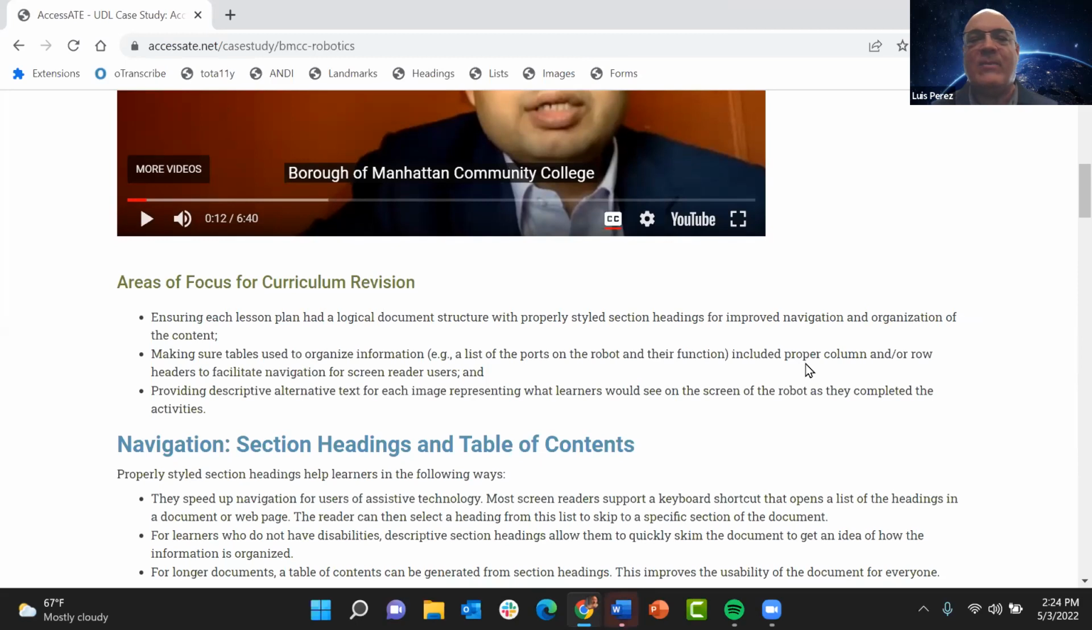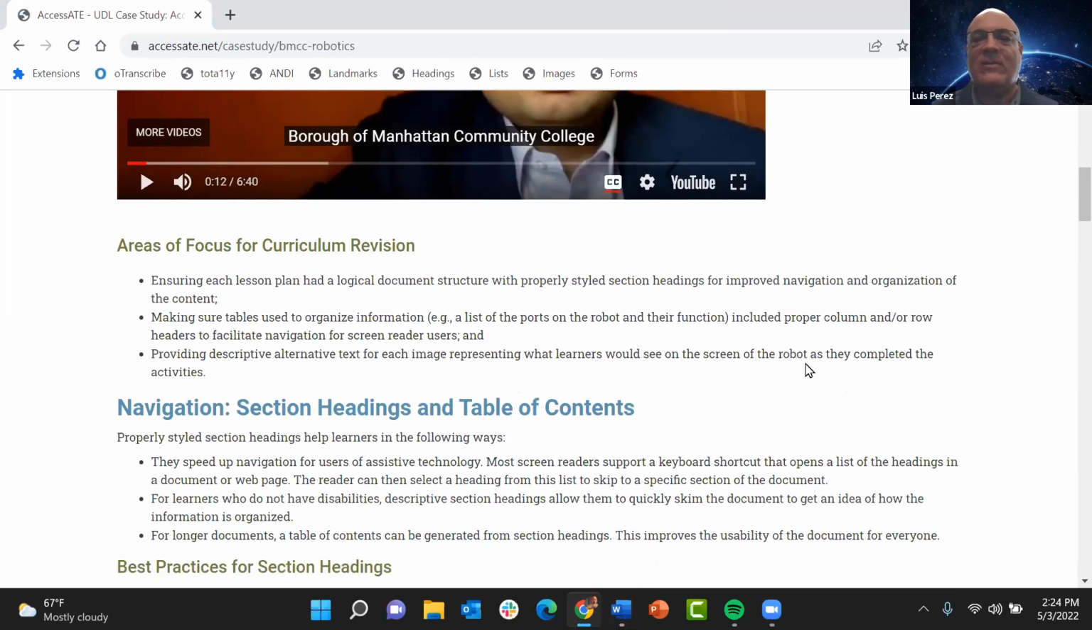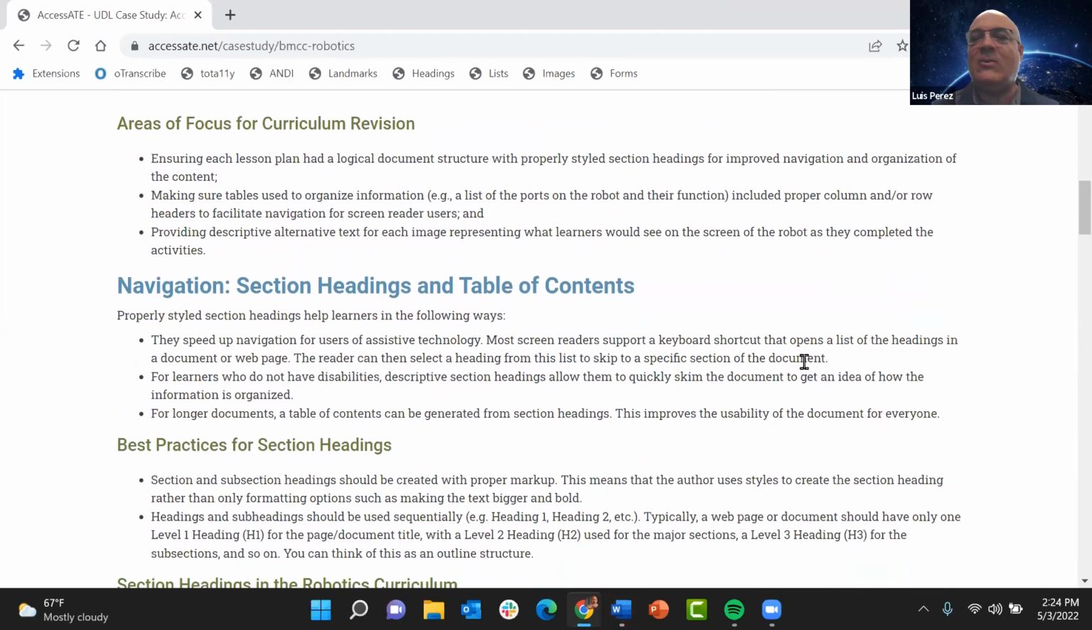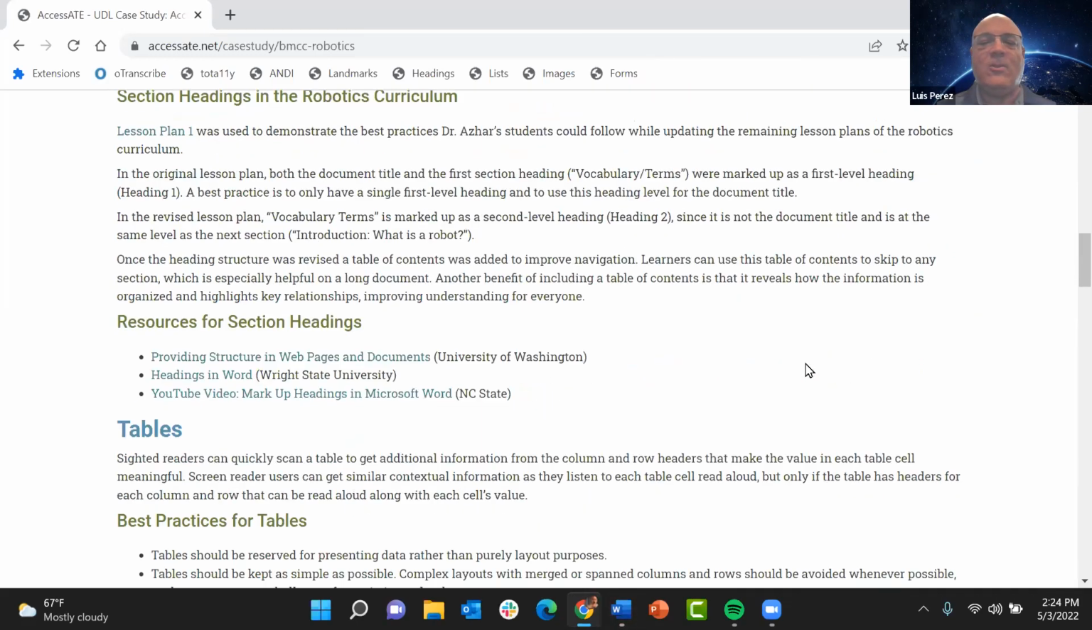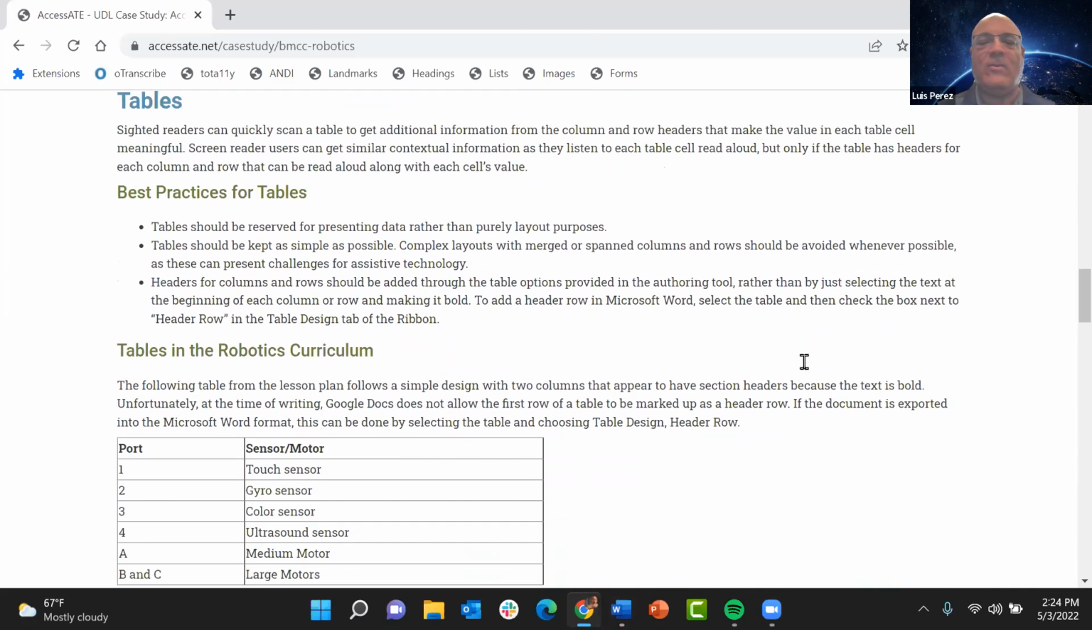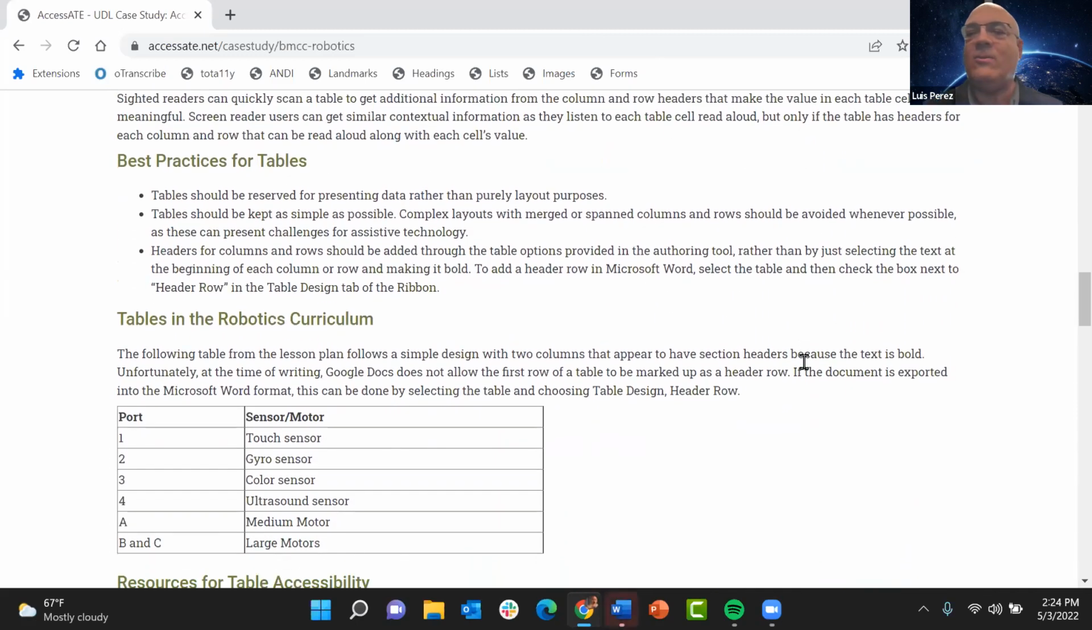So things like making sure that the images had alternative text that was descriptive, making sure that the documents that were part of the curriculum had a good solid structure so that they could be easy to navigate with assistive technology. Looking at the tables, so tables were used quite a bit throughout the curriculum. So making sure that those tables were structured in a way that assistive technology could provide the information in audio in a way that made sense.